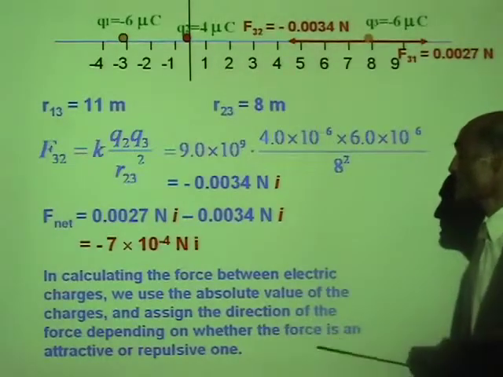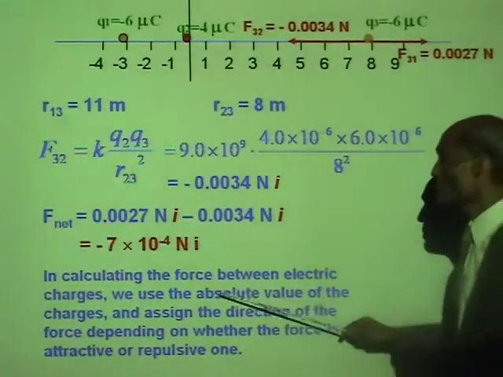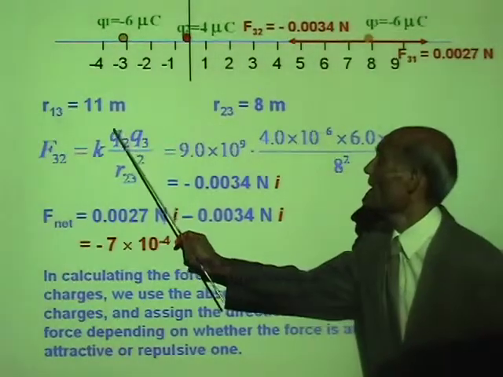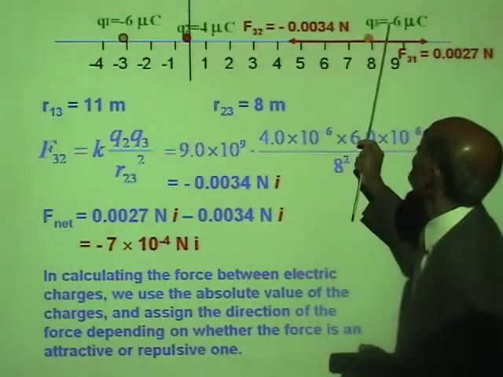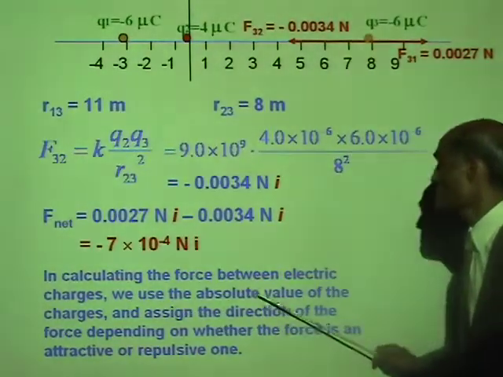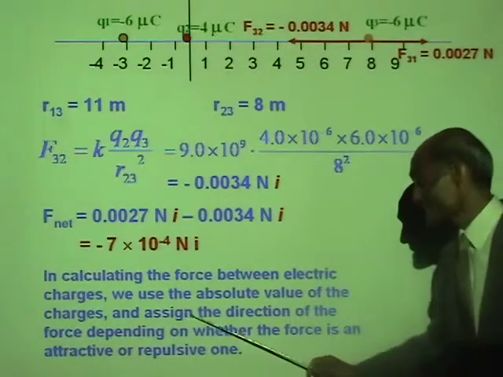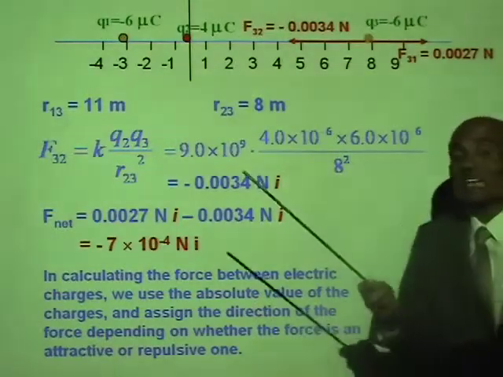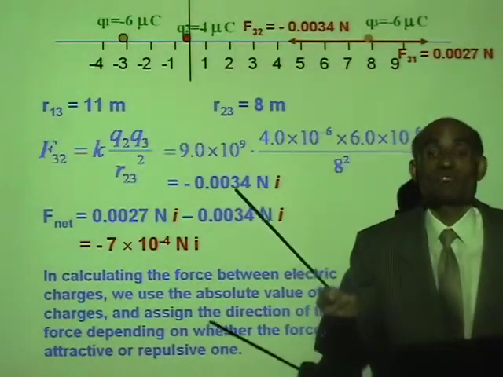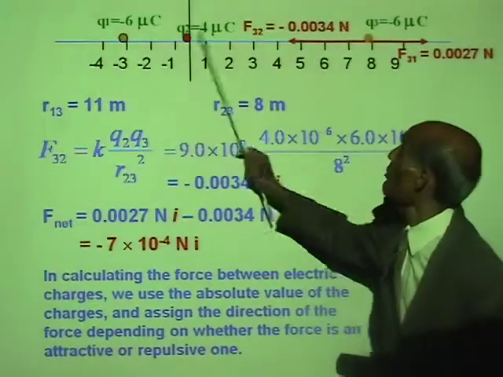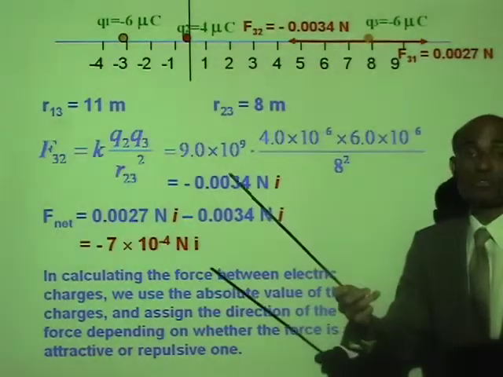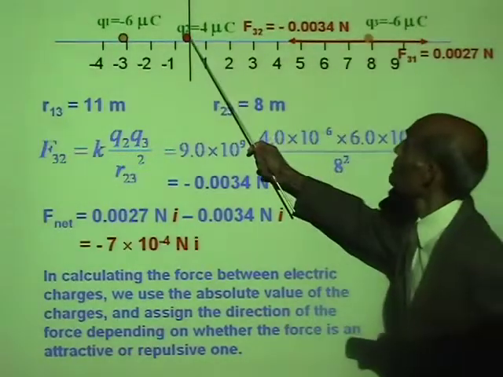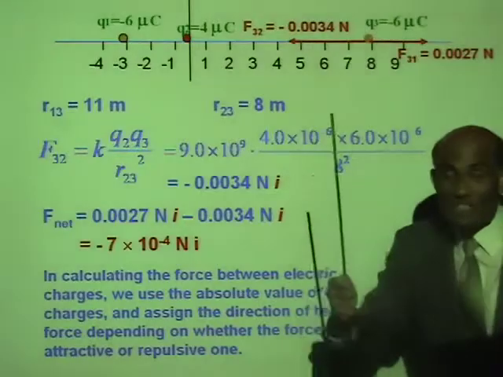So, in calculating the force between electric charges, we use the absolute value of the charges. You saw what I did there. I did not use the sign of the charges. We used the absolute value of the charges and assign the direction of the force depending on whether the force is an attractive force or a repulsive force. The force between Q1 and Q3, because they are both negative, is a repulsive force. The force between Q2 and Q3 is an attractive force.